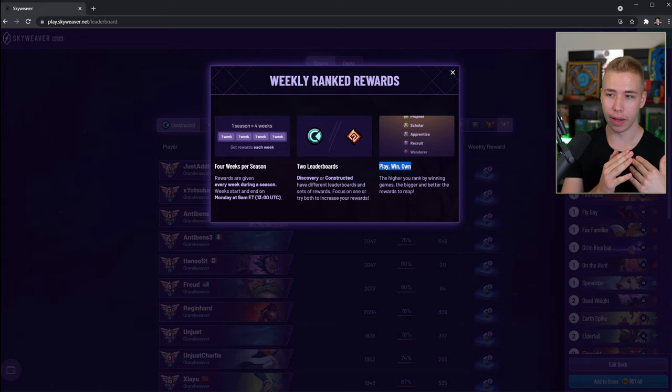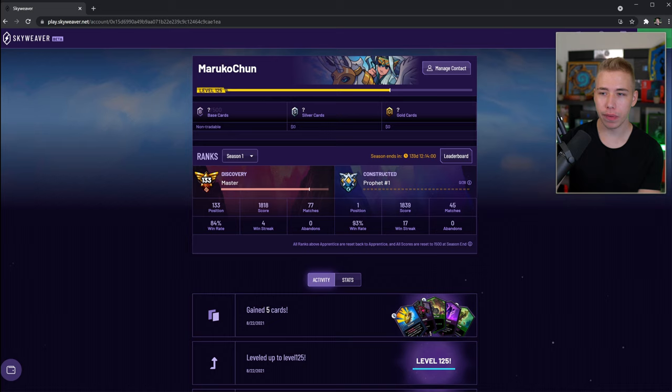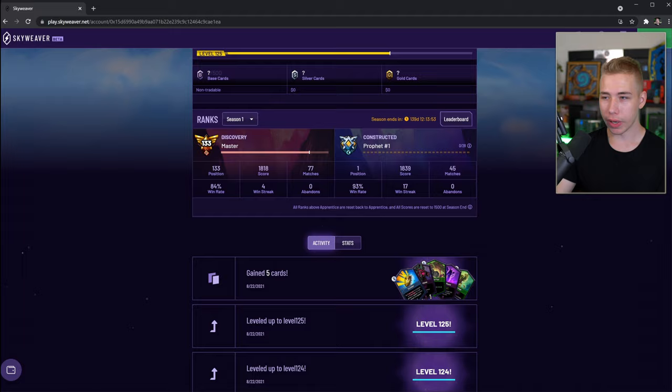I can click on the player as well, so I have like a profile that everybody can look at and be like, oh, position 133 in Constructed, he's number one. Win rate, 93%. That's pretty good. You can see the achievements. That's pretty cool. Let's take a look at the market though.